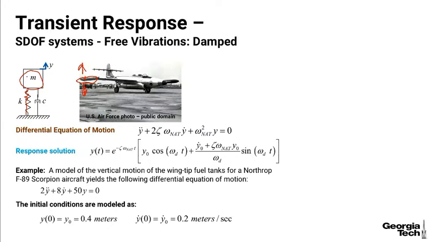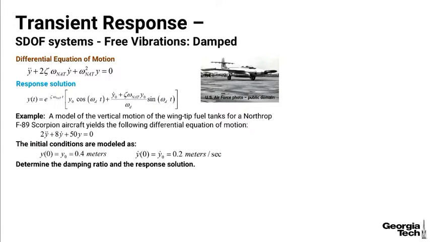And let's say that we give the wingtip fuel tanks initial conditions of an initial displacement of 0.4 meters up and an initial velocity of 0.2 meters per second up. What I ask you to do is to determine the damping ratio and the response solution. The first thing I'm going to do is put the differential equation of motion that I'm given in standard form. So I've divided the differential equation of motion by 2 to make the coefficient of the acceleration term equal to 1.